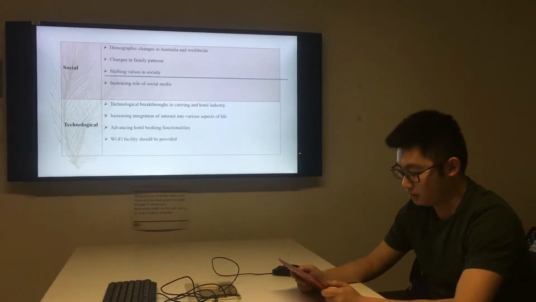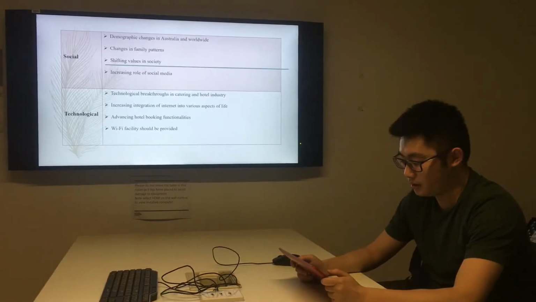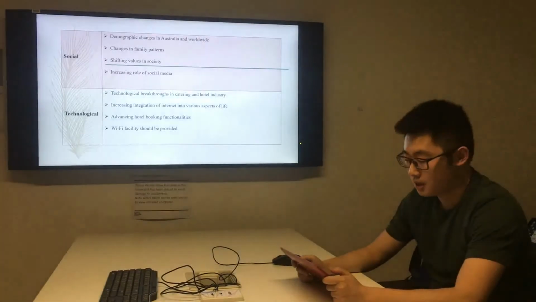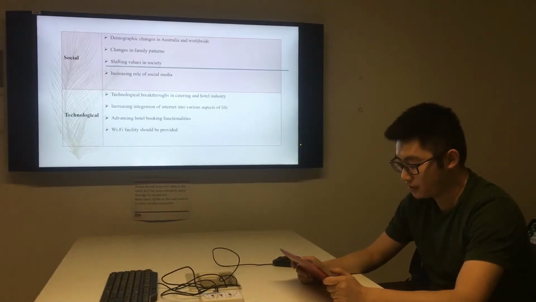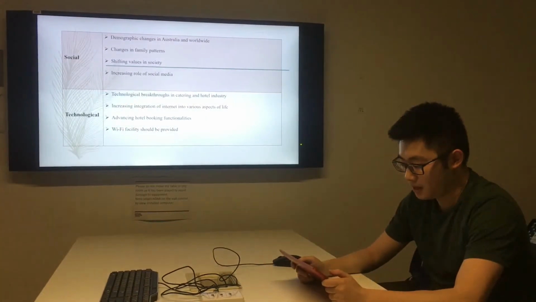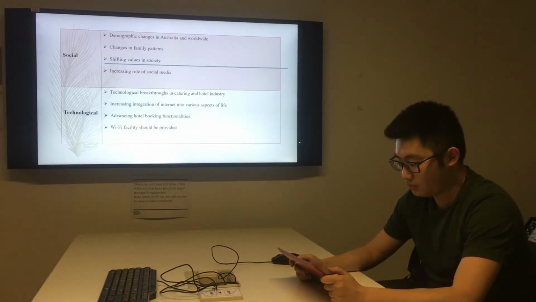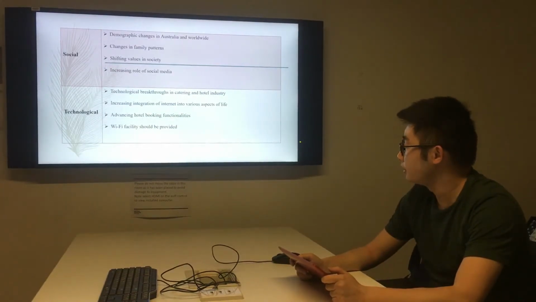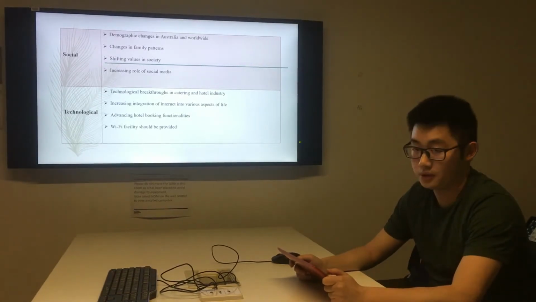In technological, breakthroughs in the catering and hotel industry, and increased integration of the internet into various aspects of life, so advanced hotel booking functionalities and Wi-Fi facilities should be provided.